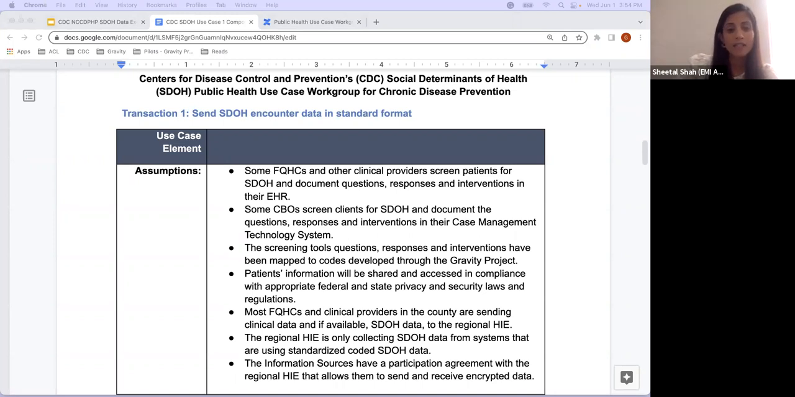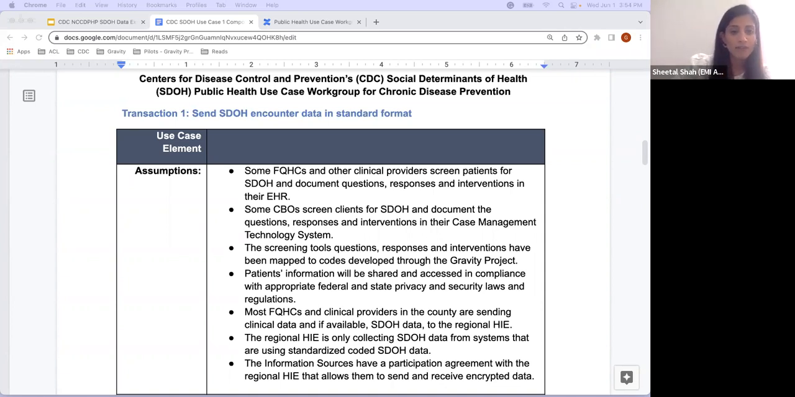And that in the context of the story in the county where Claudia and others are located, most of the FQHCs and clinical providers are sending clinical data, and if it's available, the SDOH related data to the regional HIE. And again, we're using these clinical and community providers as well as the regional HIE in the context of this story. But again, we know that this can differ from market to market or jurisdiction to jurisdiction.